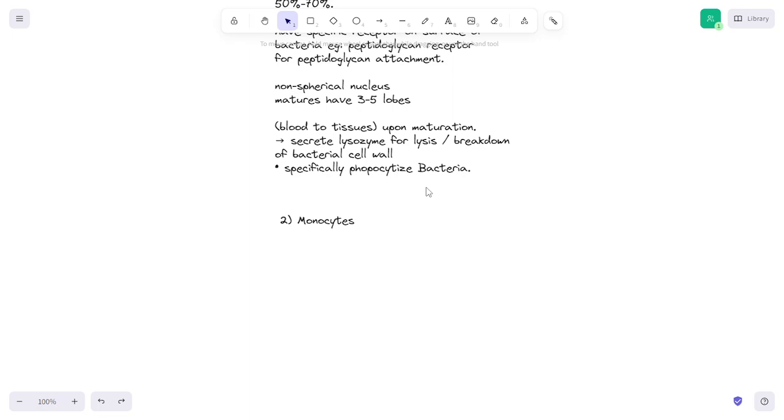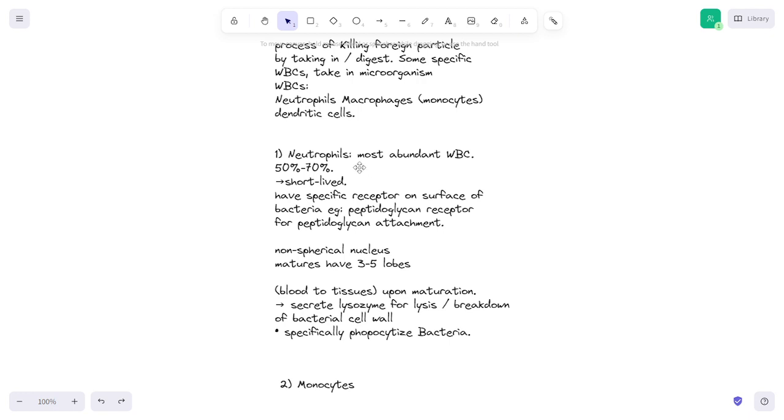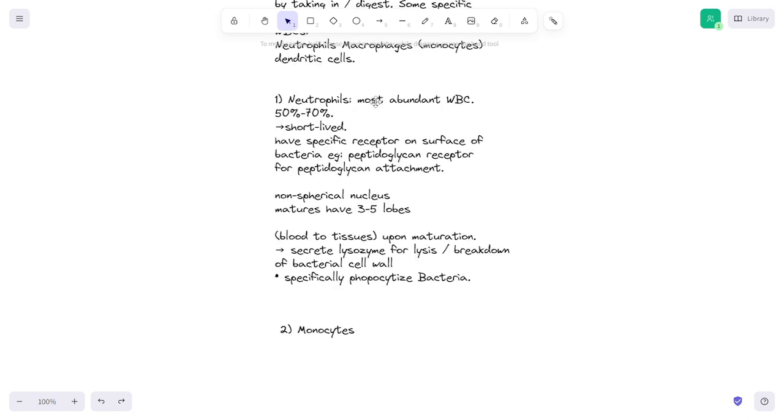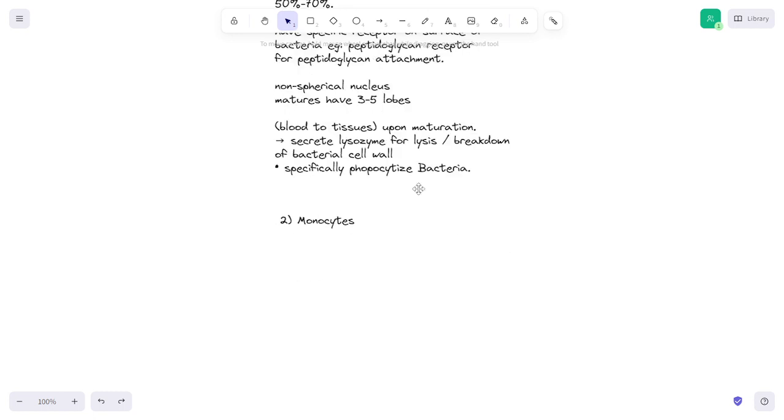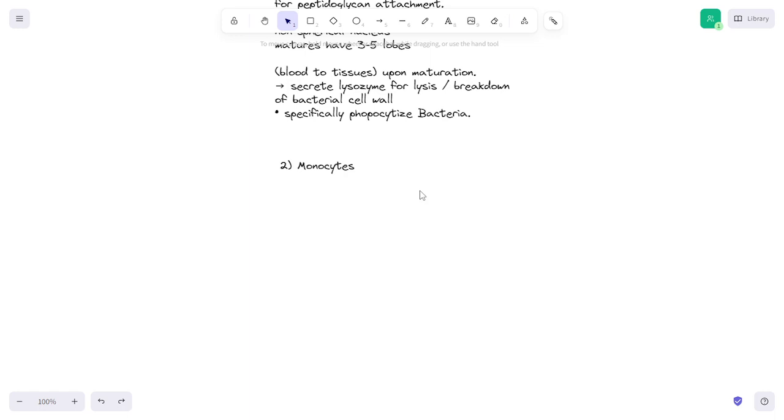In the last class we discussed neutrophils, and we know that neutrophils are the most abundant white blood cells. Their percentage is 50 to 70%. They are short-lived and have specific receptors on the surface of bacteria by which bacteria are attached. When they become mature, they have 3 to 5 lobes, and they can migrate from blood to the tissues. They secrete an enzyme called lysozyme for lysis of the bacterial cell wall, and they specifically phagocytize bacteria.